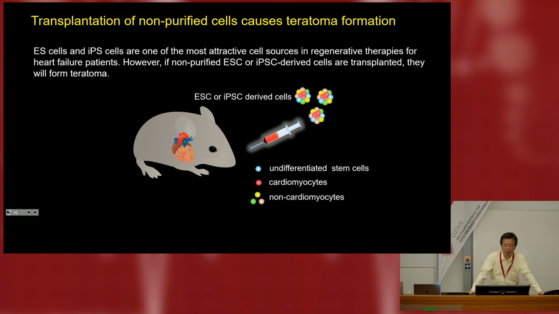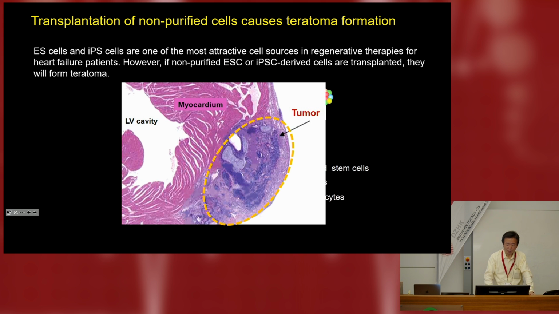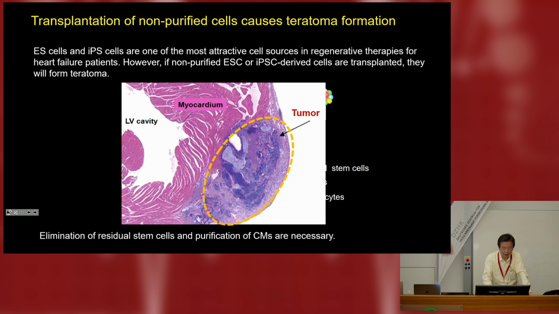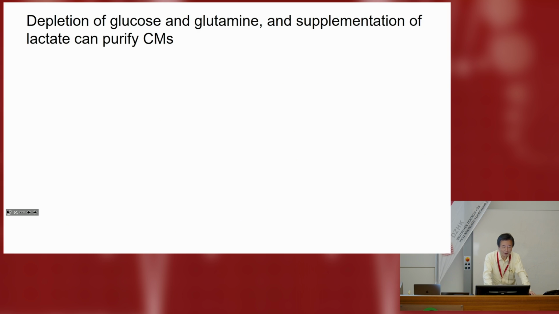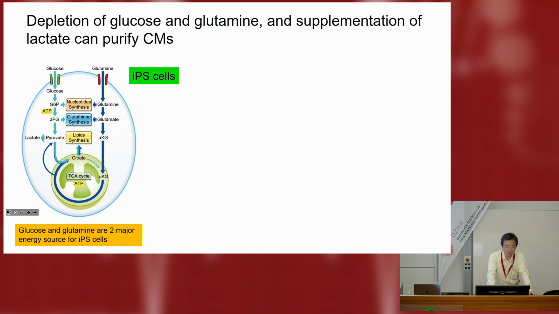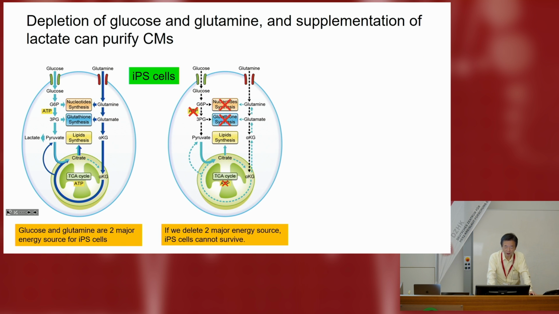However, if non-purified ES or iPS cell-derived cells are transplanted, they will form teratoma like this. So elimination of the residual stem cell and purification of cardiomyocyte are necessary. We previously reported that depletion of glucose and glutamine and supplementation of lactate can purify cardiomyocyte. Glucose and glutamine are two major energy sources for iPS cells. So if we deplete two major energy sources, iPS cell cannot survive.